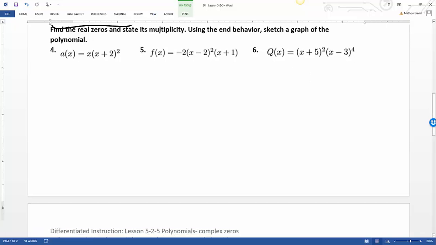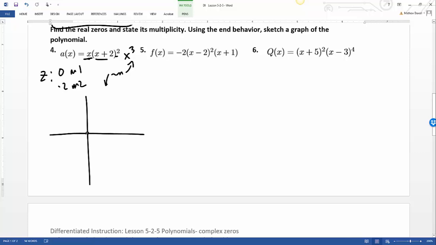It says find the real zeros, state the multiplicity, and use the end behavior to sketch the graph. So x times x squared is x to the third, so my end behavior will look something like that. My zeros, set each equal to 0, is 0 multiplicity 1 and negative 2 multiplicity 2. So sketching a graph, I have 0, I have negative 2, starts down there, ends up there. The multiplicity 2 means it's going to bounce here. It's going to cross here since it's odd.